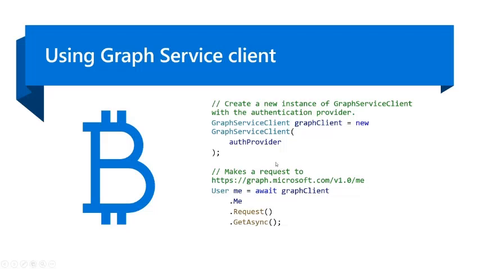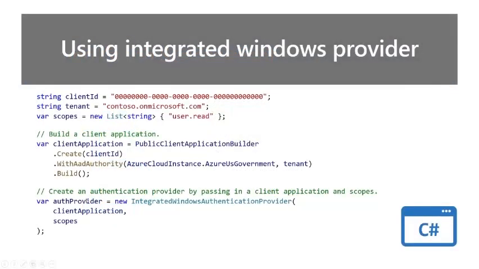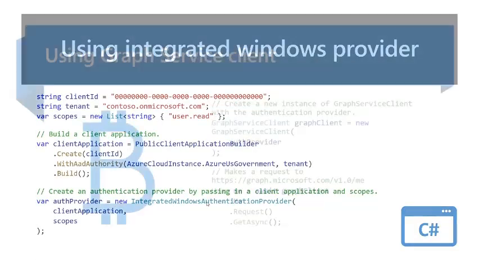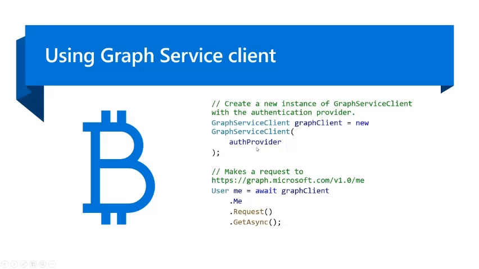So here what you do, you just create the graph client using the authentication provider we just had here, and then using this authentication provider, you can do whatever you want. But here we are just getting graph.me, then request get async, which gets the information about the user.